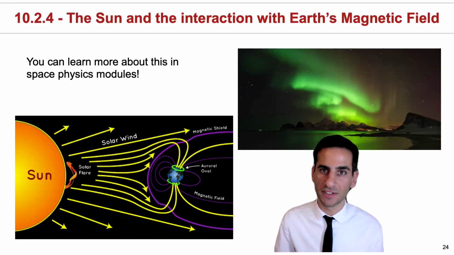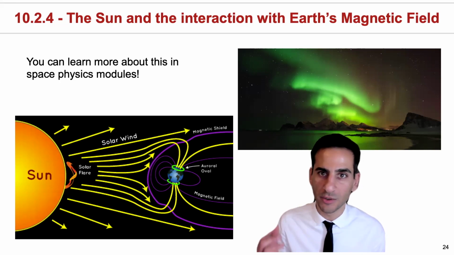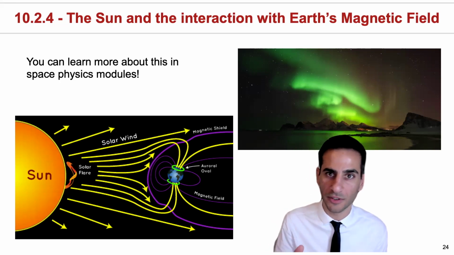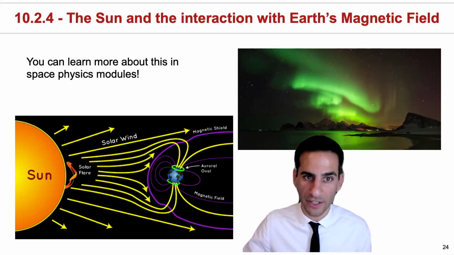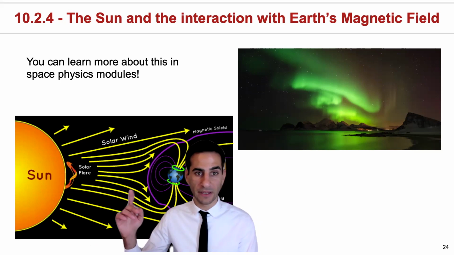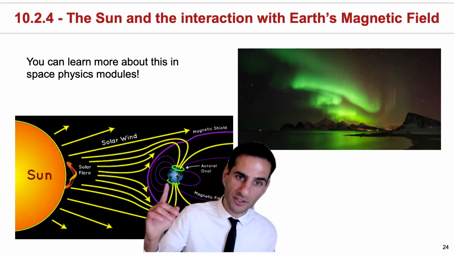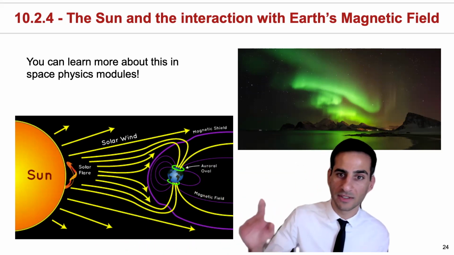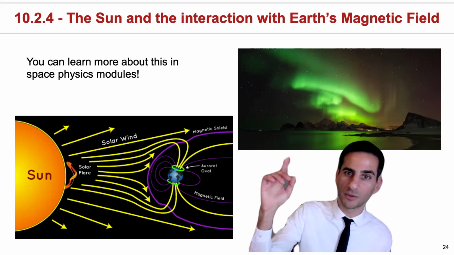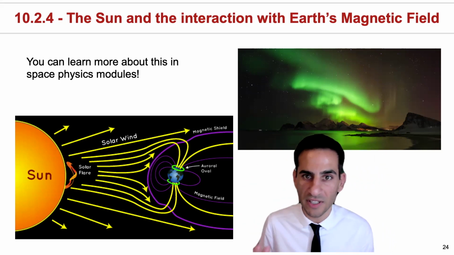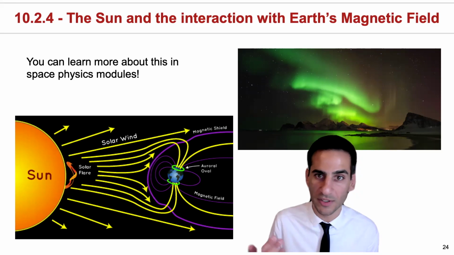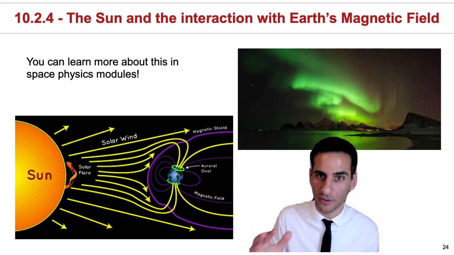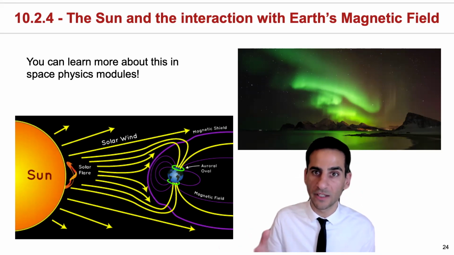This is, of course, just a very small introduction to topics that you can explore further in space physics modules. For example, looking at the interaction between the Sun's magnetic field and that of the Earth, and also understanding that many times that interaction can lead to auroras. And this can be seen not only on Earth, but you'll also be able to study auroras in Jupiter or Saturn, which actually have slightly different origins, but the basic physics are really, really similar.